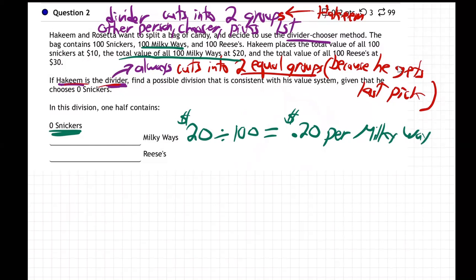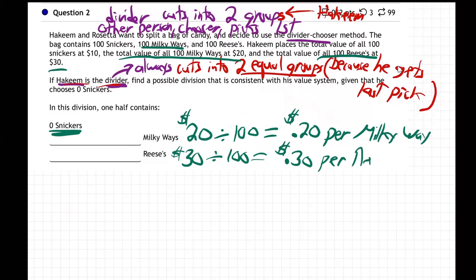And then with the Reese's, the total value of all 100 Reese's is $30. So if we take $30 divided by 100 Reese's on your calculator, Hakeem thinks that each Reese's is worth 30 cents, and each Milky Way is worth 20 cents. That's how Hakeem feels, according to what they said right here. So it'll be different for each of us. So 100 Milky Ways at $20, that's 20 cents per Milky Way. 100 Reese's totaling $30, that's 30 cents per Reese's. Okay, so what does that mean?